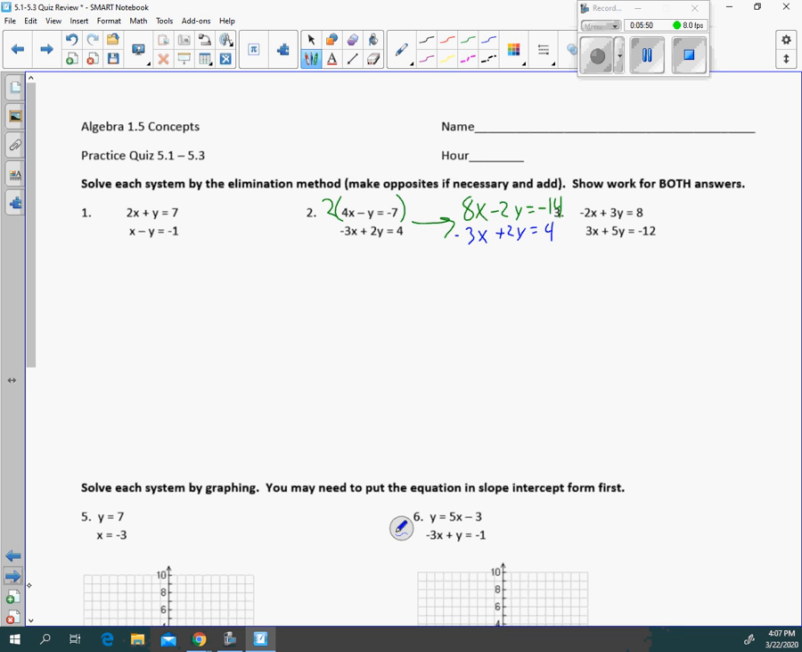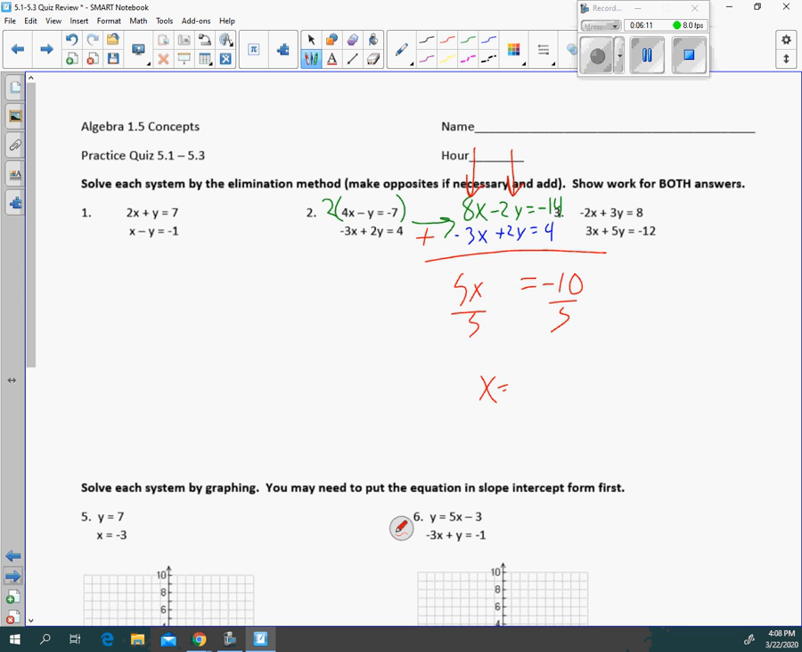Alright, now that I have opposites, I'm going to add them up. I got 5x, negative 2y plus 2y, everyone. Let me hear it. 0y, yeah. Okay? And then last but not least equals negative 10. Alright? So you should all be able to finish it from there.